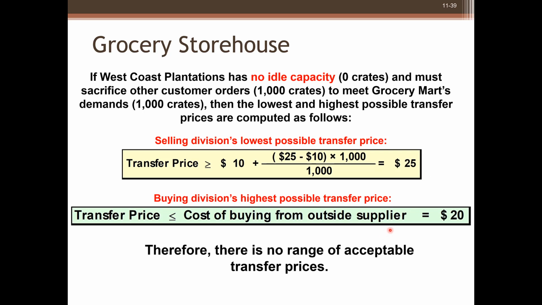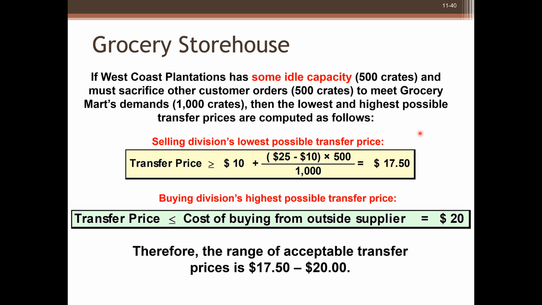Then the buying division's highest possible transfer price should be less than or equal to the price offered by the outside supplier, $20. Then in this scenario, there is no range of acceptable transfer prices, so the negotiation process will fail and no transfer will take place.